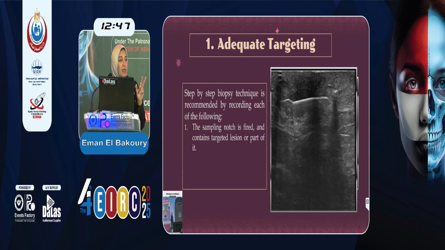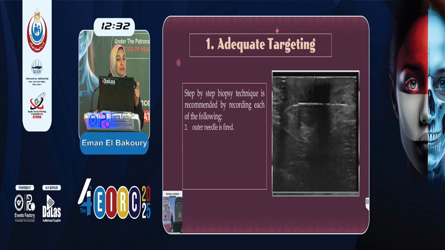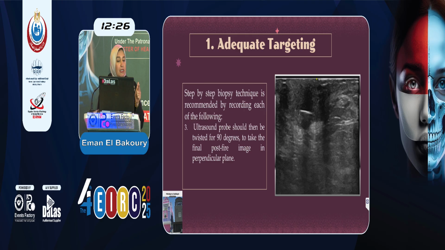So you have to document your biopsy using 3 shots. Number one, when the cutting notch is within the lesion, and remember that the cutting notch should include at least 75% of the mass. Number two, when you advance the cutting edge, that's to say when you fire the needle. And number 3 is a perpendicular plane in which the tip of the needle is seen within the mass.